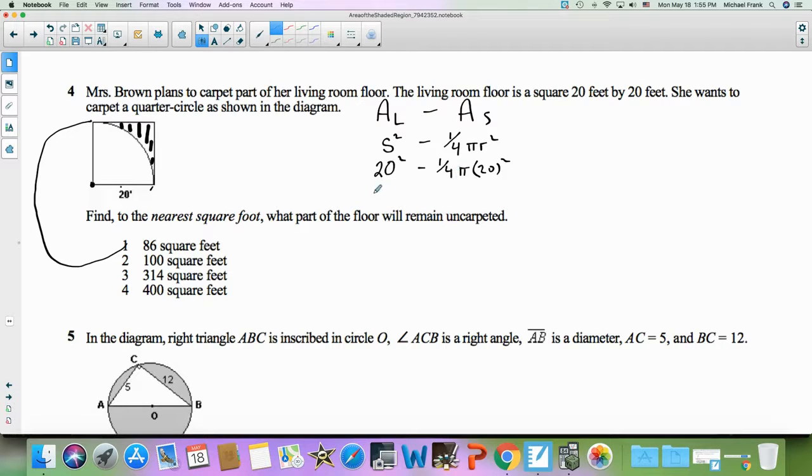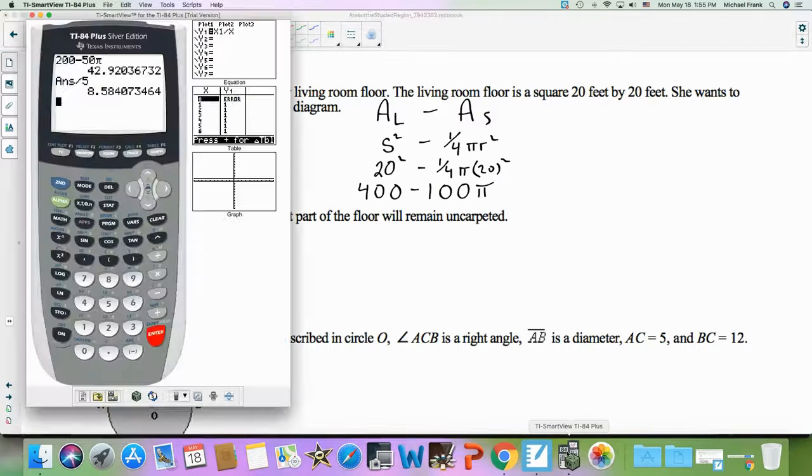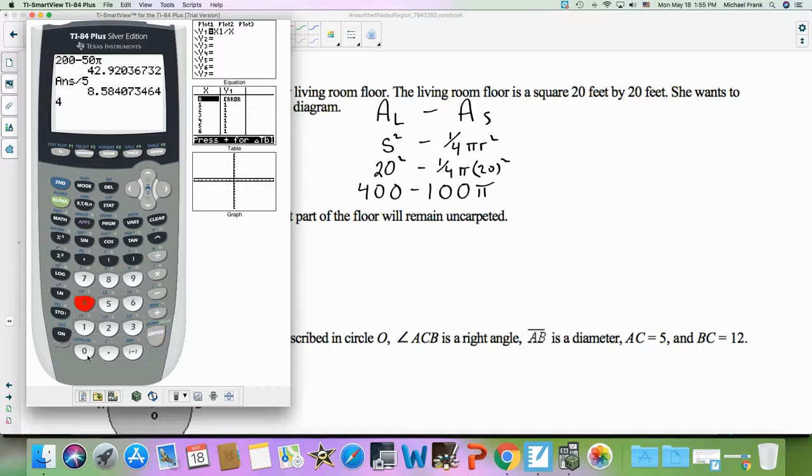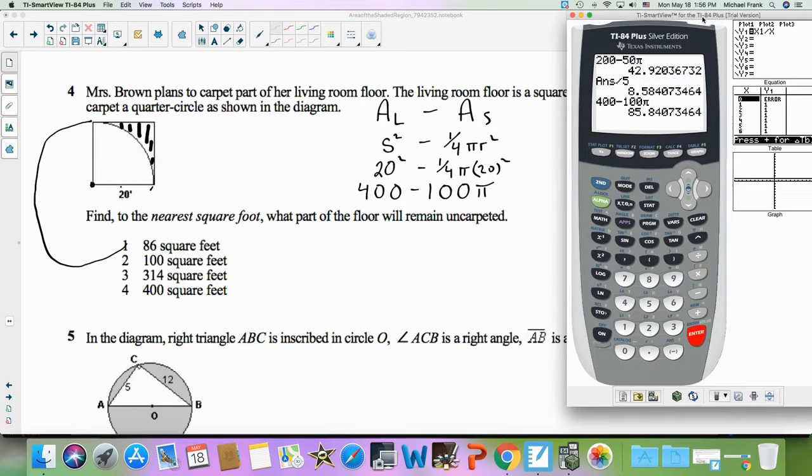However, I like to simplify things. First, 20 squared is going to be 400. And 20 squared here is also going to be 400. And a quarter of 400 is 100. So it's going to be minus 100 pi, even though we could have just put that into the calculator at that moment. So we're going to have 400 minus 100 pi. And it's going to be 85.84, which to the nearest square foot would be 86 square feet.